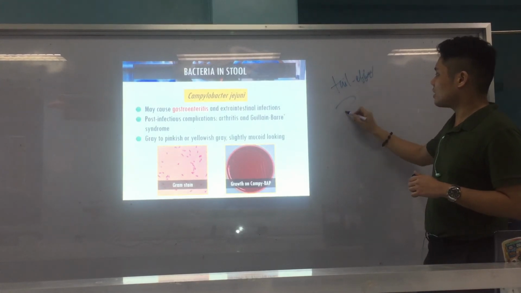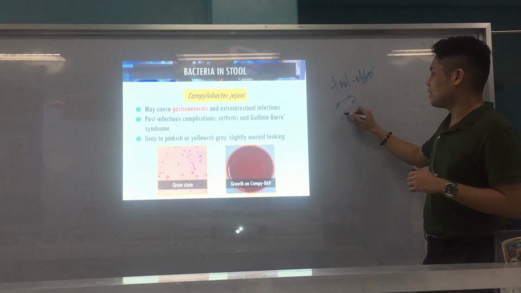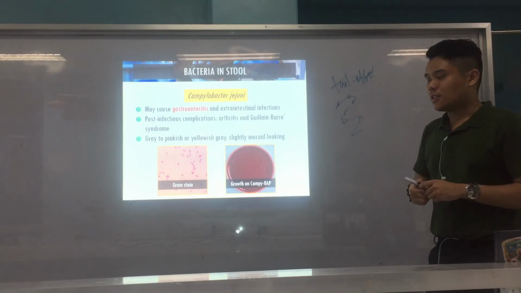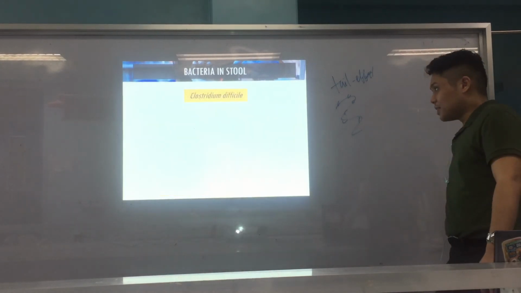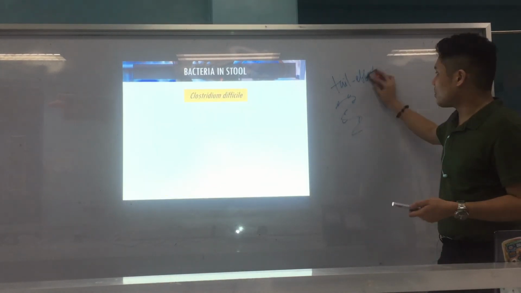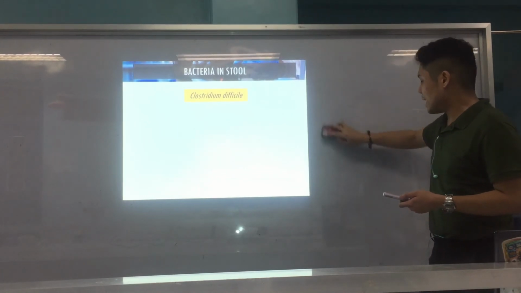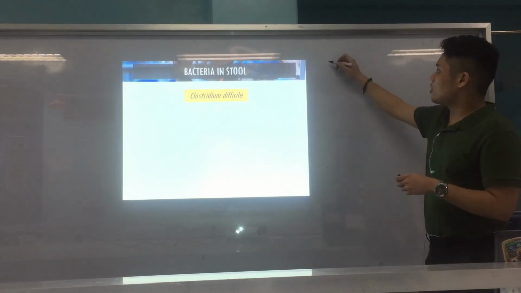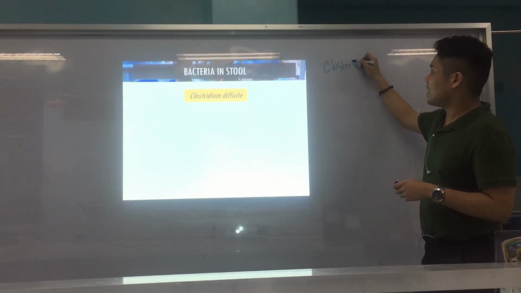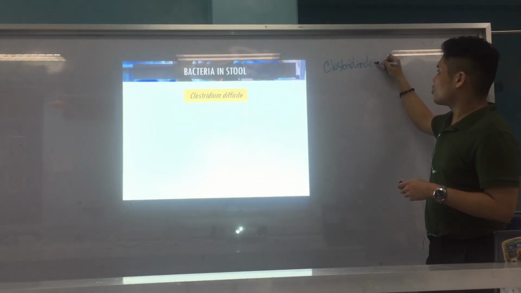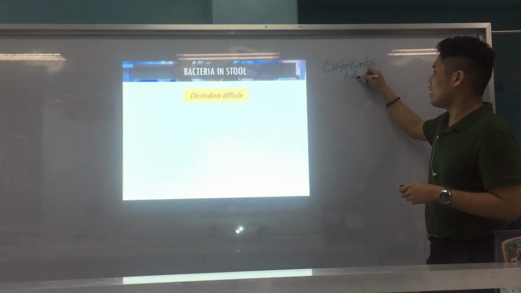Na murag gasunod-sunod. Kung asa ka gastric, gasunod-sunod sila. Tail-like pattern. And the last organism that we may isolate from stool is your Clostridium difficile. But I think ang new name niya ron is Clostridioides. Clostridioides difficile.